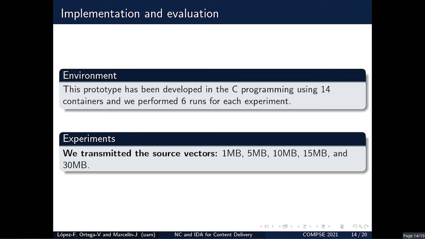Implementation and evaluation. Environment. This prototype has been developed in the C programming language using 14 containers, and we perform 6 runs for each experiment. Experiments. We transmitted the source vectors of 1, 5, 10, 15, and 30 megabytes.